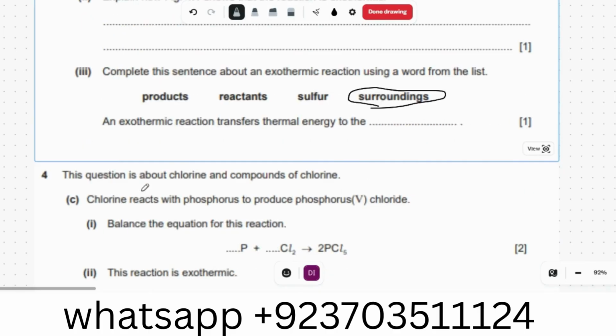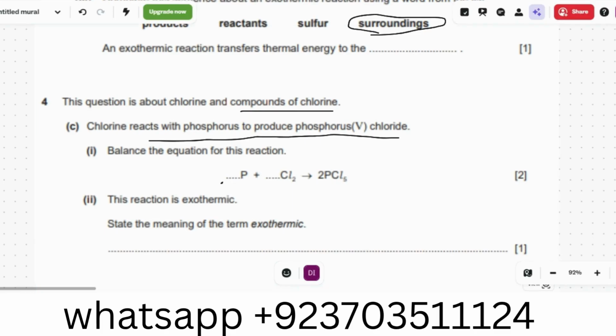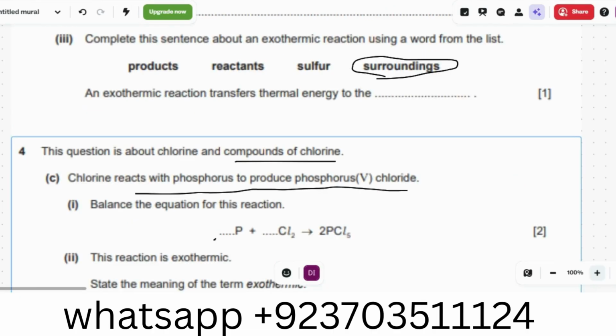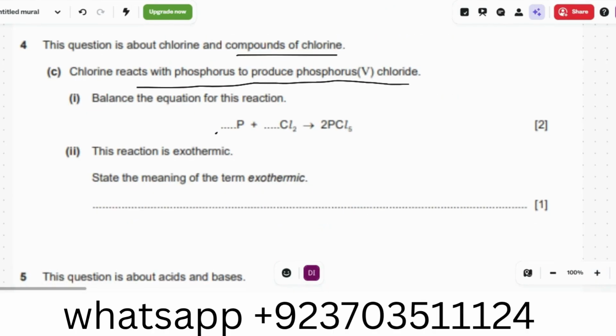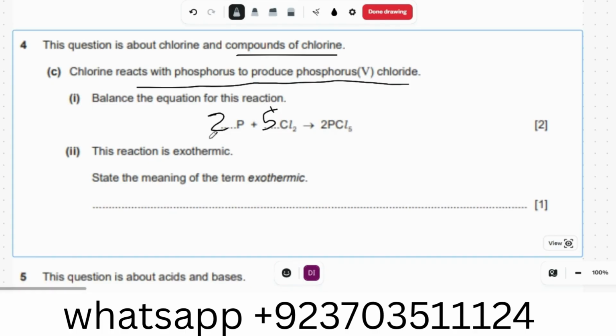Question number 4. This is about chlorine and compounds of chlorine. Chlorine reacts with phosphorus to produce phosphorus pentachloride. Balance the equation. There is 2P, so we will multiply PCl5 by 2, giving 10 chlorine. So on both sides we have 10 chlorine and 2 phosphorus.